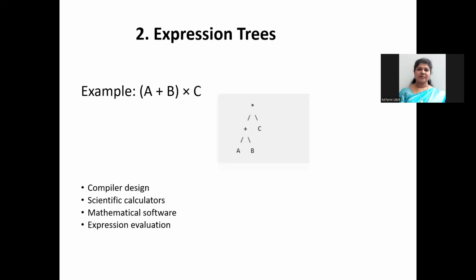And next, the next application of binary trees is the expression tree. An expression tree will always have leaf nodes that represent the operands and internal nodes that are operators. As you can see here, star and plus are internal nodes, which are operators. C, A, B are operands.